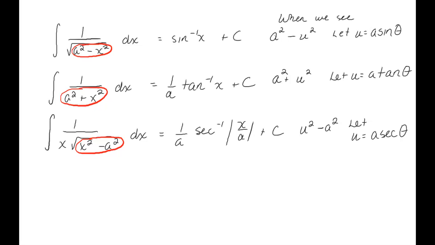Be really careful with the distinction between sine and secant. Notice that the order of the subtraction is important. So a is always a constant, and the u or the x is always our variable. So if you see 4 minus x squared, that's the sine category. If you see x squared minus 4 instead, that's going to be our secant category. So you have to be very careful about paying attention to the order of subtraction if there's subtraction in your problem.